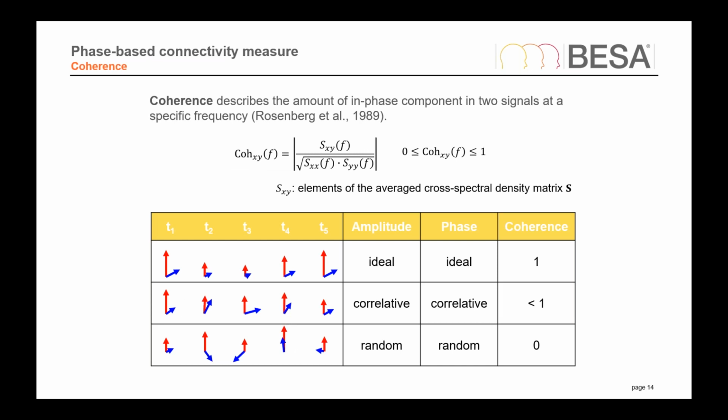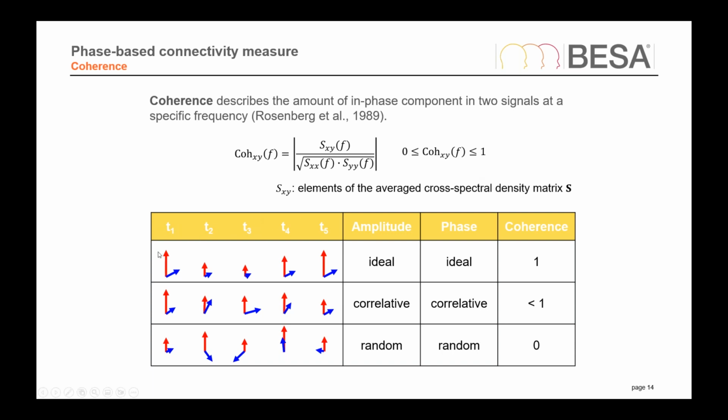Coherence, to start with, is maybe the best known connectivity measure. It describes the amount of in-phase components in two signals at a specific frequency. We have the cross-spectral density matrix, SXY, where X and Y are the two different channels that we want to analyze. And it is normalized such that the final measure is somewhere between 0 and 1, or could even be 0 and 1. Not at the same time, I suppose. Let's have a look at how that works.